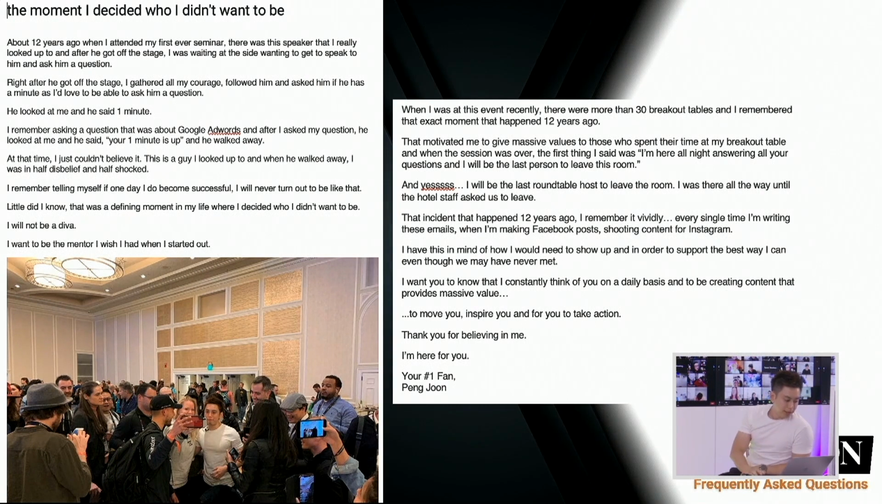So for example, this is an email that serves exactly that purpose. Let me walk you through how this email sounds so you can understand the structure. This email was titled, "The Moment I Decided Who I Didn't Want to Be." Now, I'm just going to read out this email so you can understand the nature of it and why it's extremely powerful. Literally, this is the email.